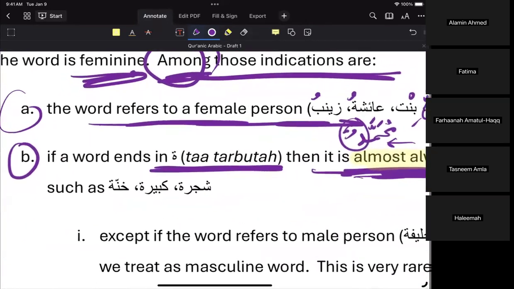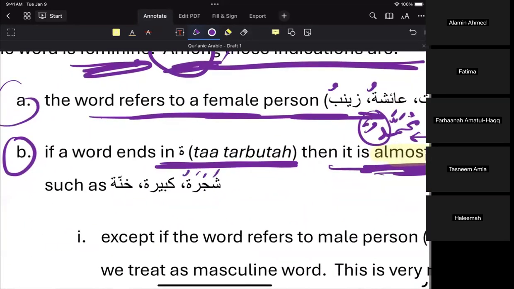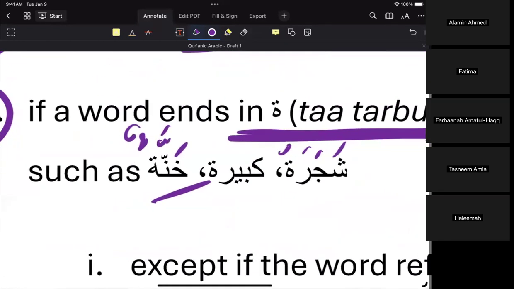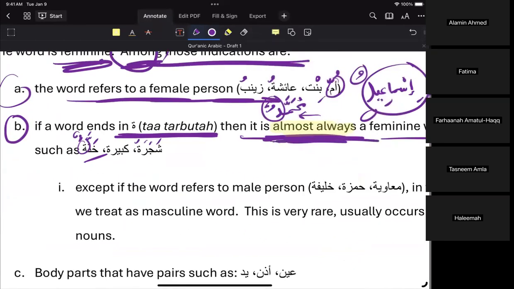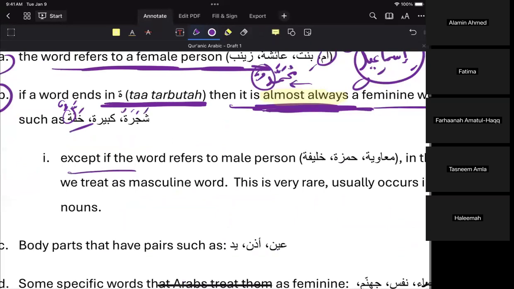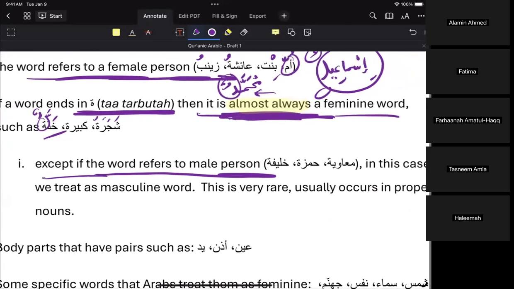Okay, so we have shajaratun, kabiratun, and jannatun. Jannah is also feminine because we have ta marbuta. Make sense, guys? Very, very simple. This rule is important, but also please do know that it's not always the case here, except if the word refers to a male person. Okay, so good. I did not realize I wrote it down.